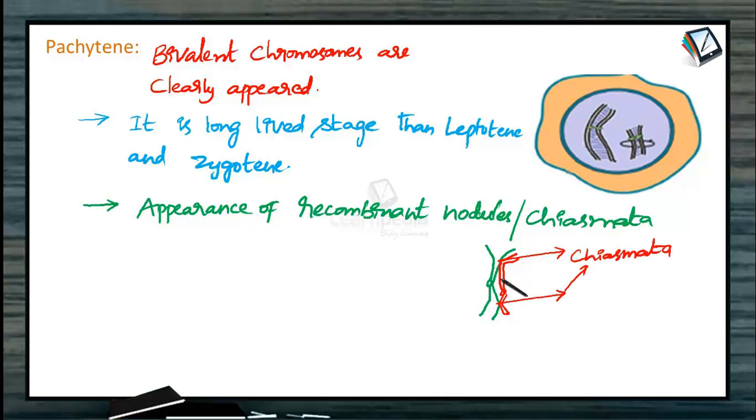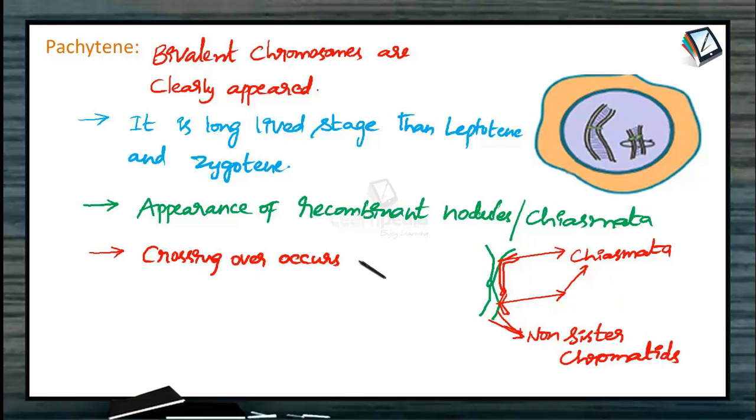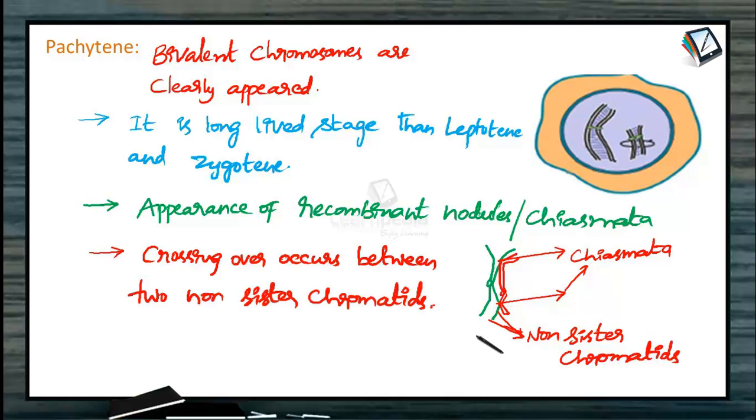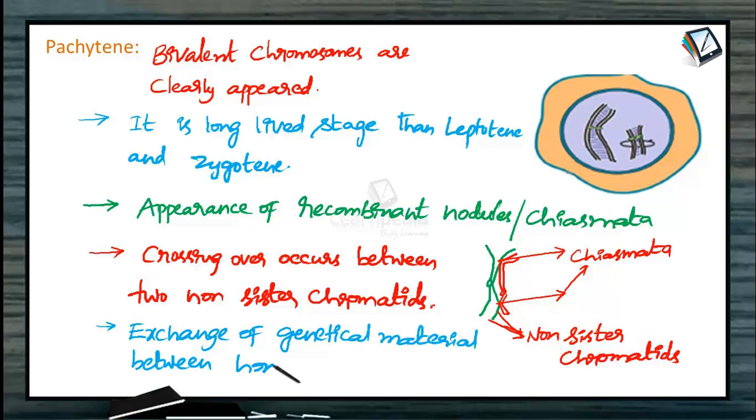Generally in the chromosome, DNA is there. Once chiasmata occur, see that the chromatids of the same chromosome are called sister chromatids. That is, the 2 green colors are sister chromatids. Similarly, the 2 red colors are sister chromatids. But the chromatids of opposite chromosomes are known as non-sister chromatids. These chiasmata are present between 2 non-sister chromatids. As a result, crossing over occurs between two non-sister chromatids. Crossing over means exchange of genetic material between homologous chromosomes. This crossing over is also an enzyme-mediated process.